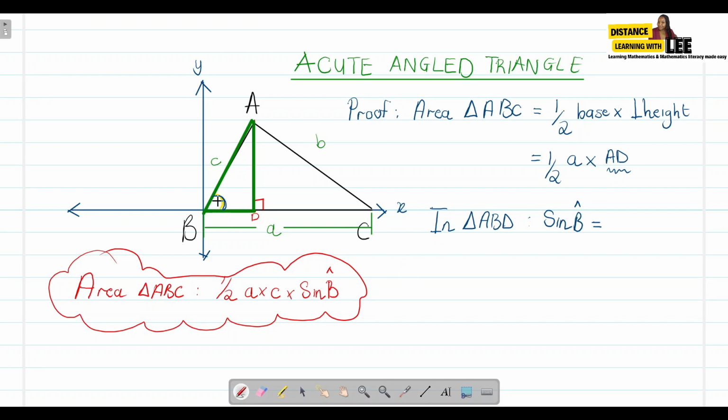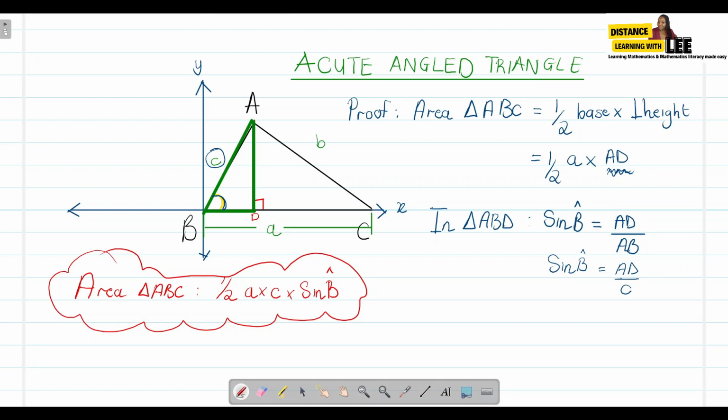Sine of your angle B is your opposite, which is your AD, over your hypotenuse, and your hypotenuse is AB. From here, we know that we're trying to find the length of AD. And we already know that AB can be written as C, so we can say sine of B is equal to AD over C.